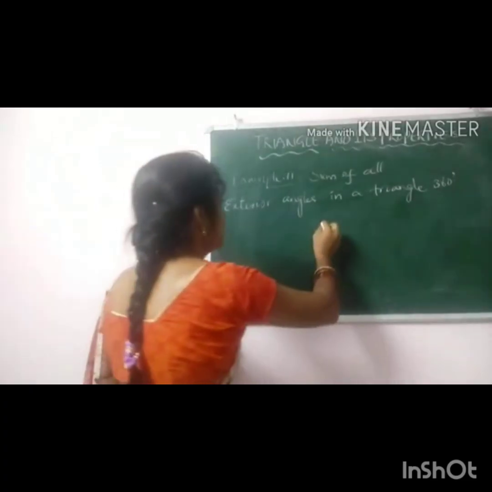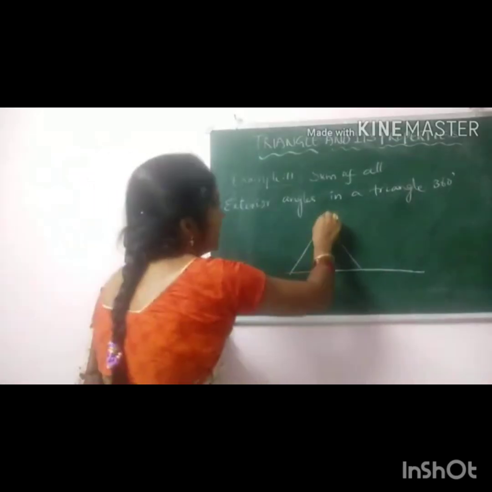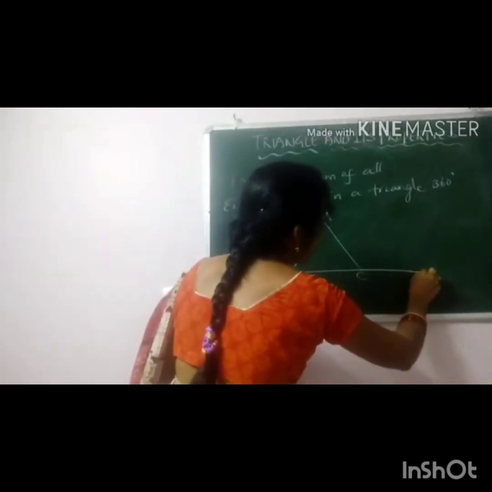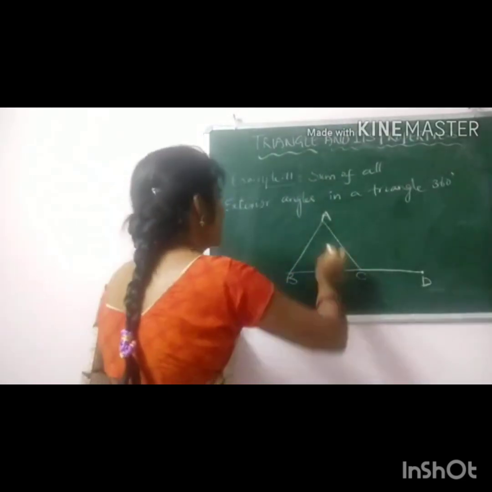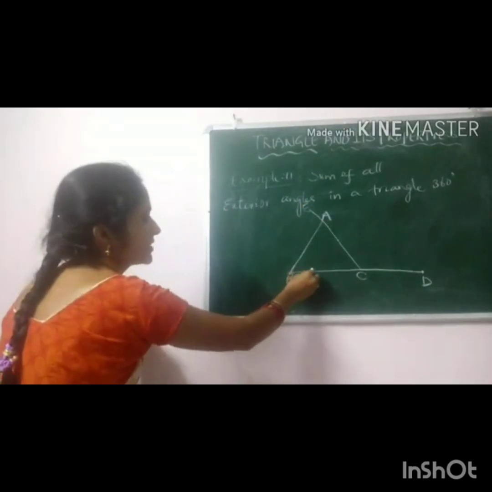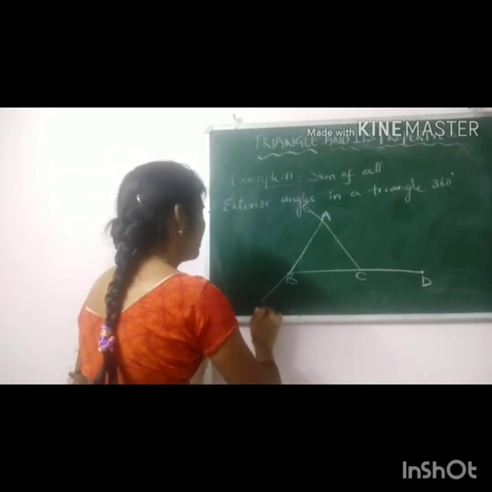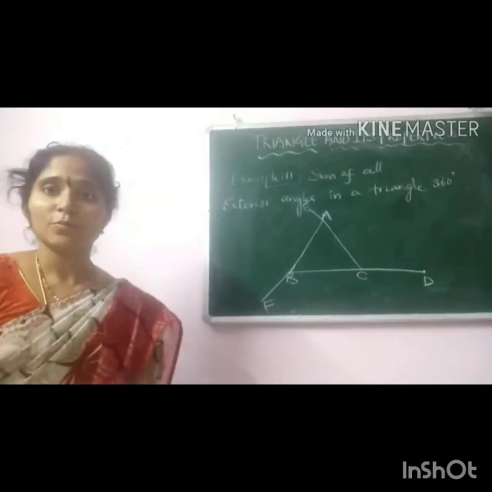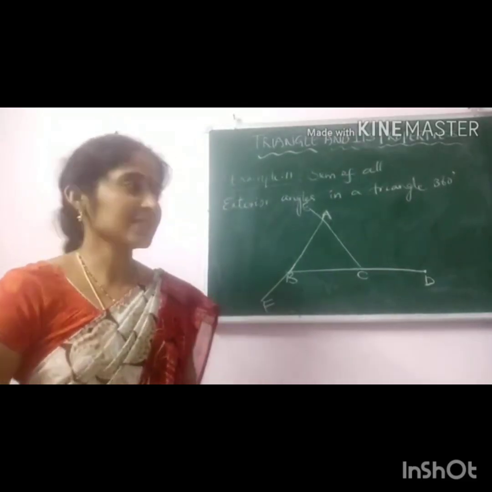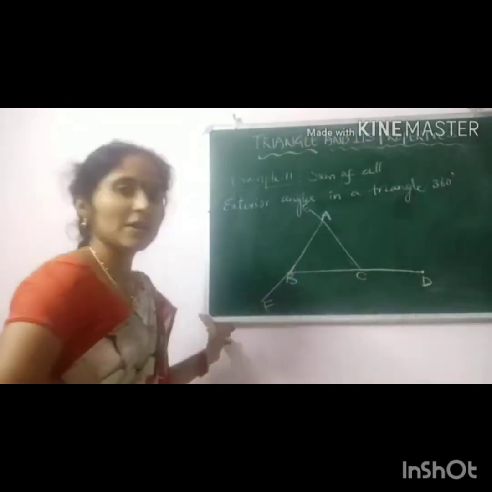let us take a triangle and name it A, B, C. Now I produce C up to D, and I produce A up to E, and B also up to F. So for the proof, I produced BC line segment, AC line segment and AB line segment.